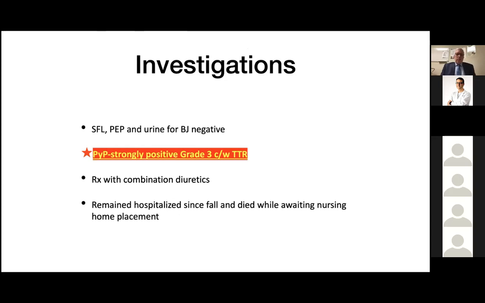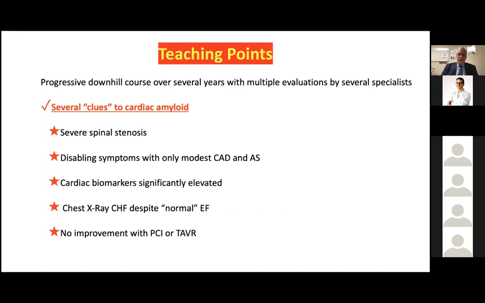Yeah, so the next one was technetium pyrophosphate scan. So this has changed the management of this disorder because we can now diagnose it without having to do a biopsy. If it's strongly positive, which is characteristic for this disorder, and the sensitivity, by the way, and specificity is 95%. So if you have TTR, the sensitivity of a technetium pyrophosphate scan is 95%.